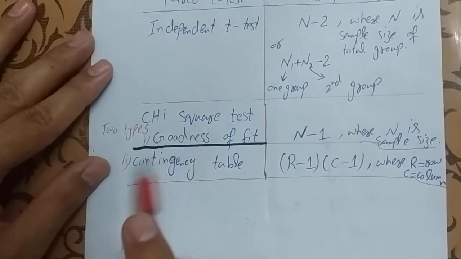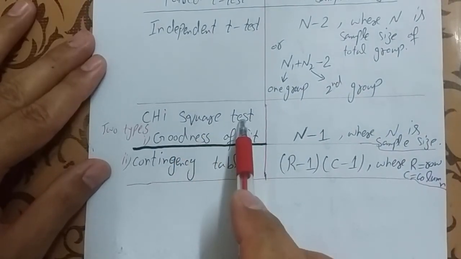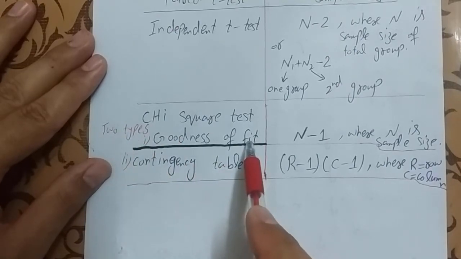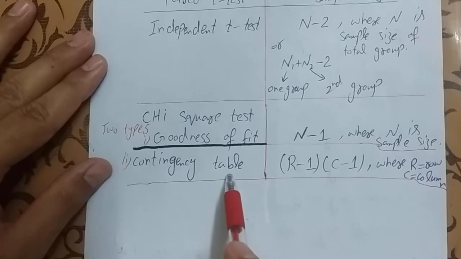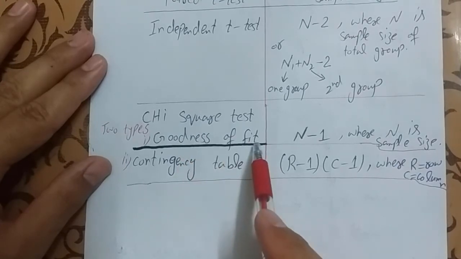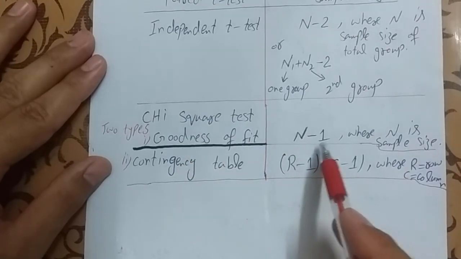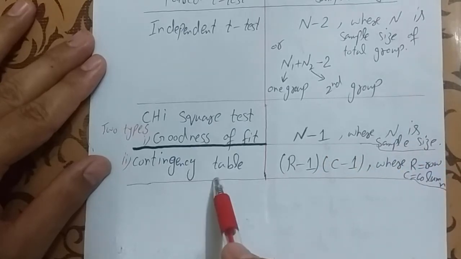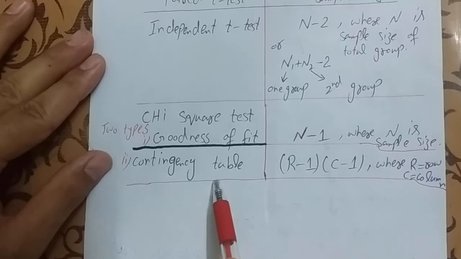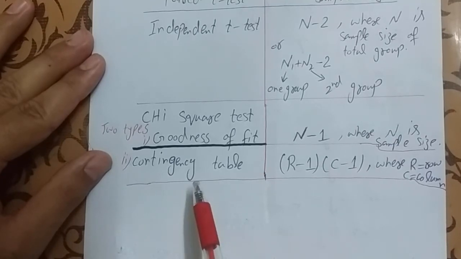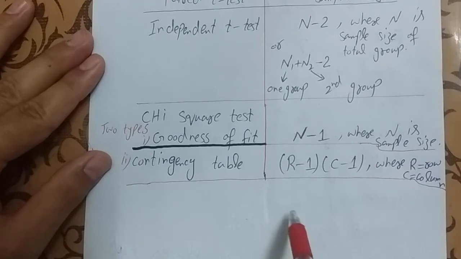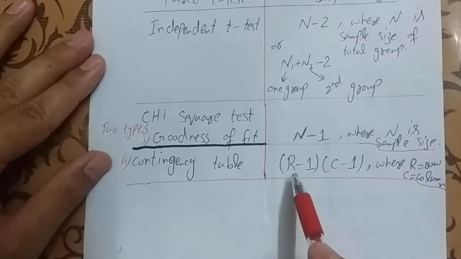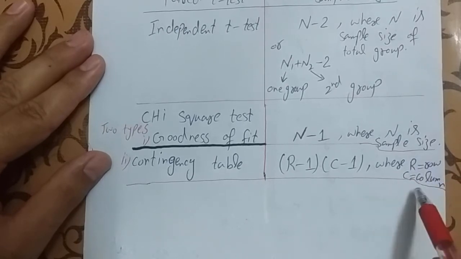Now very important, chi-square test. There are 2 types of chi-square. One is goodness of fit and second is contingency table. In goodness of fit, the degree of freedom is capital N minus 1, where capital N is the sample size. But in contingency table, tables are formed, and the degree of freedom for this is capital R minus 1 into C minus 1. Here R shows the rows and C shows the number of columns.